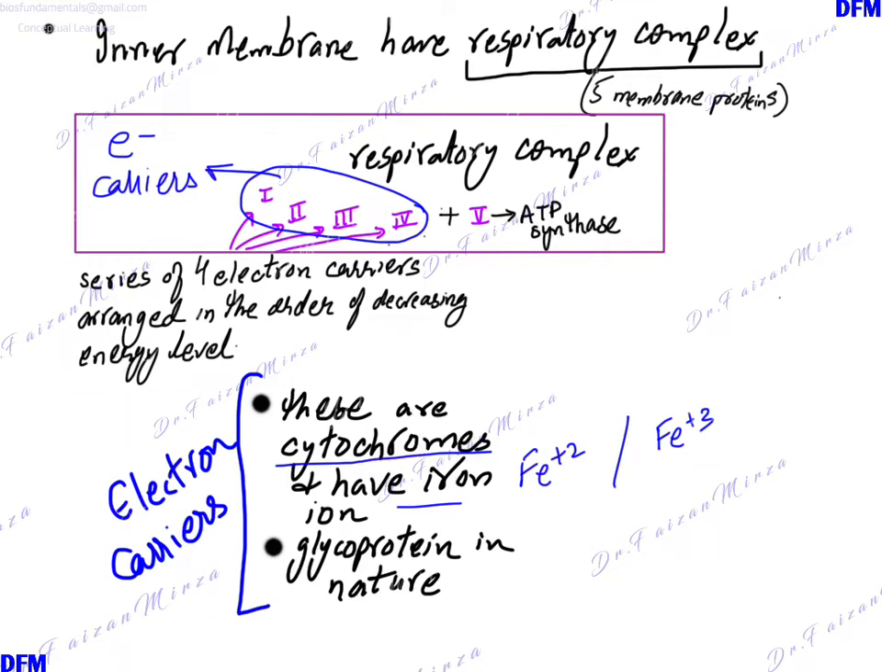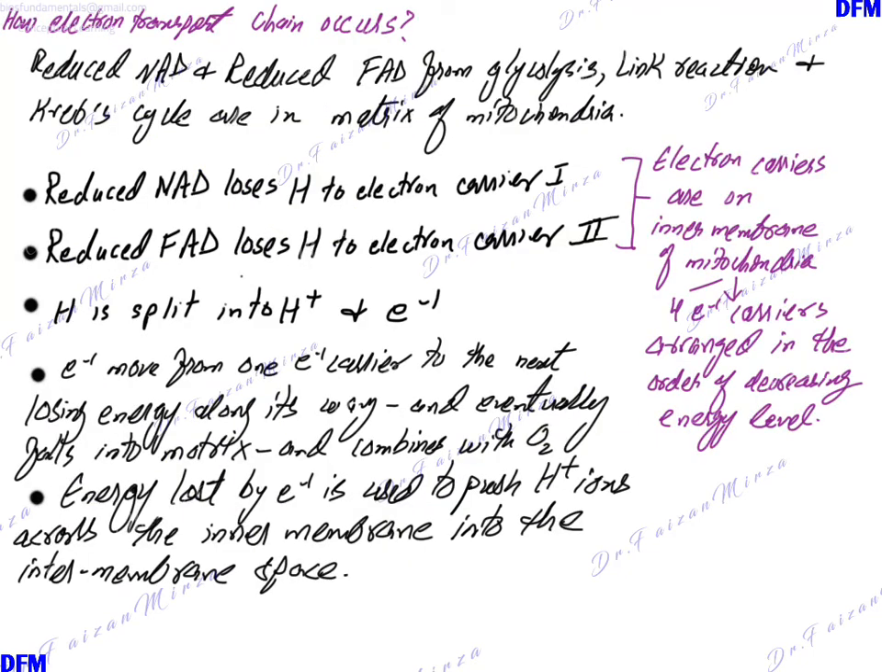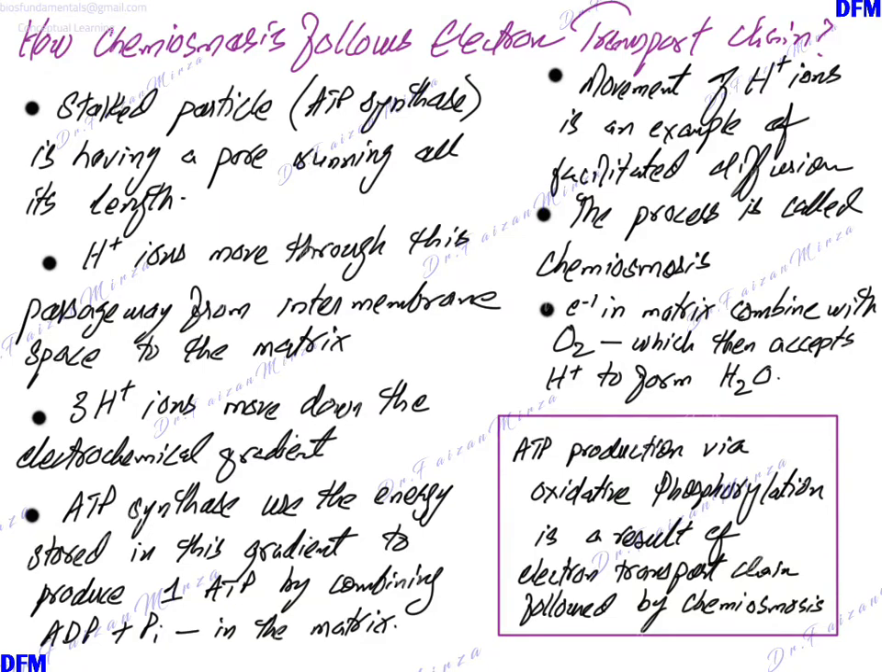The inner membrane has the respiratory complex, which consists of 5 membrane proteins: 1, 2, 3, and 4, which are electron carriers, and the 5th is the ATP synthase. The 4 electron carriers are arranged in the order of decreasing energy level, and the electron carriers are cytochromes. They have RNA and are glycoprotein in nature. This is just a text that I have already discussed with you. You need to describe how the electron transport chain occurred, what its use was, how the electron was losing energy and how that energy loss was used to push the H plus ions into the intermembrane space. This is followed by chemiosmosis, whose eventual outcome is ATP being produced by oxidative phosphorylation, and oxygen serves as a terminal electron acceptor.